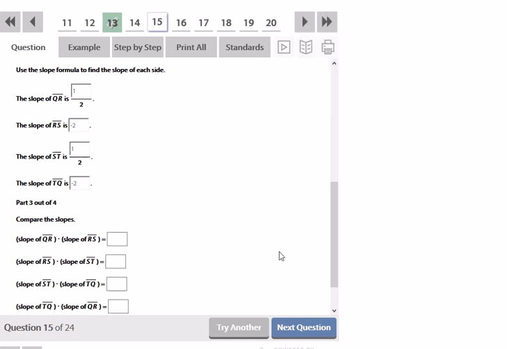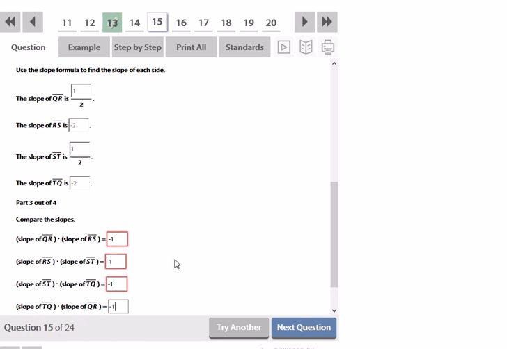So now they want us to compare the slopes. The slope of QR times the slope of RS. So QR is 1/2, RS is negative 2, so that gives us negative 1. The slope of RS times the slope of ST. Same thing, negative 1, negative 1. That just means that these are negative reciprocals.